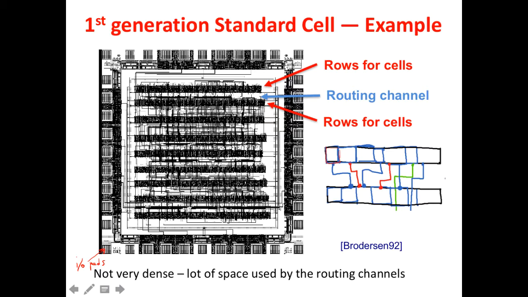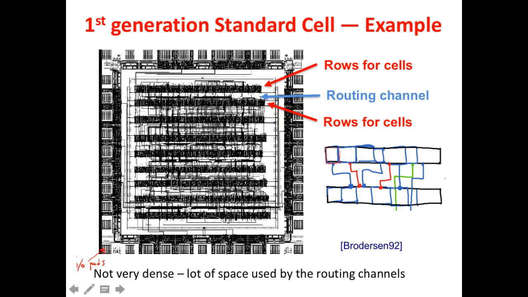So, of course, you see that in the end this solution is not extremely efficient, because you do not have very dense cells. You use a lot of space for the routing channels. You see there's a lot of white here, and so the white in this image is space that is not used for interconnections or for logic. Okay, so this is a relatively old type of standard cells.